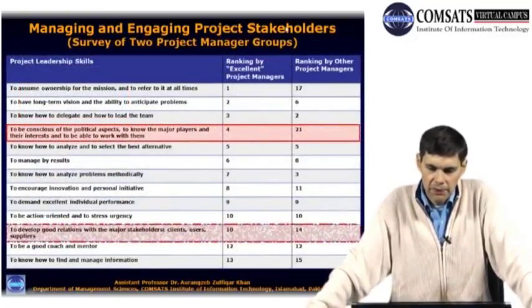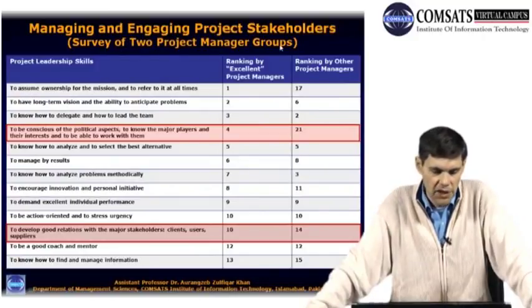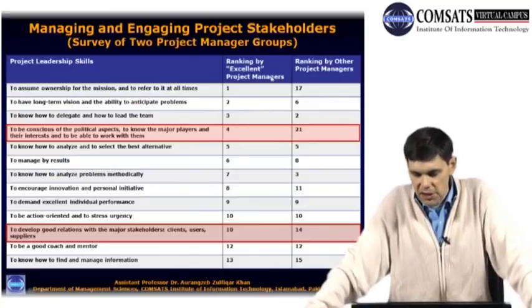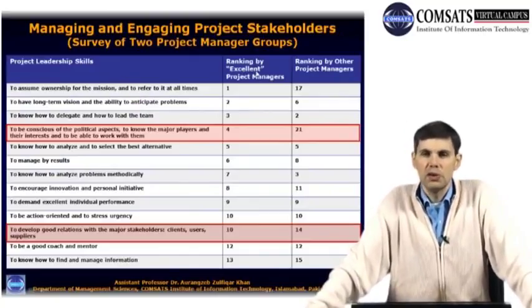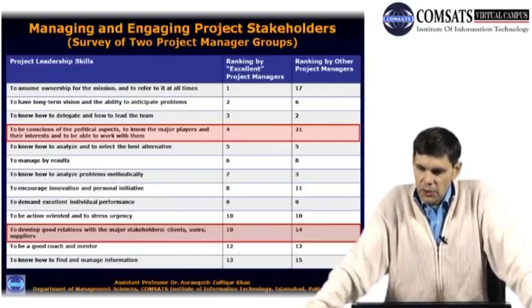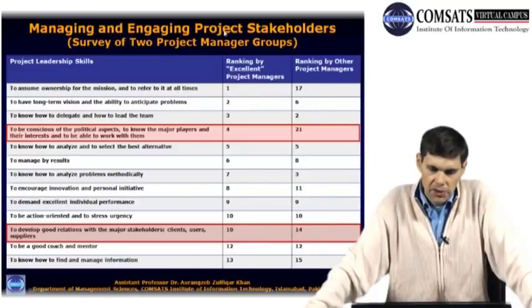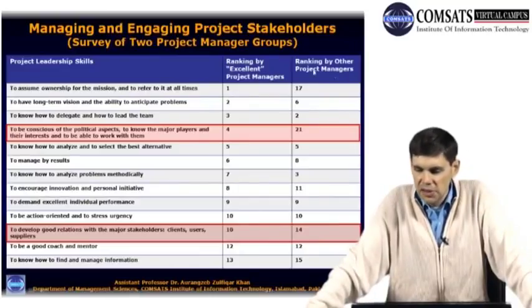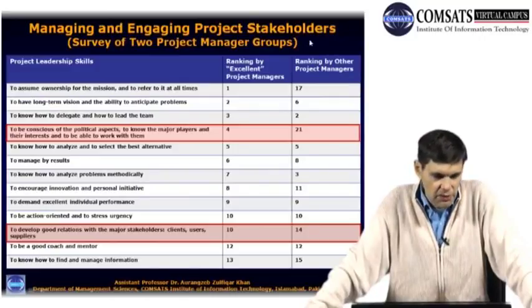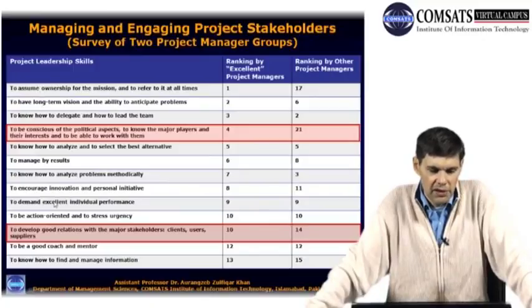Another survey over here, a survey which was conducted of 2 project manager groups. I've taken this out from an Australian book. Well, a survey of 2 project manager groups, the so-called excellent project managers. Excellent project managers are those whose projects are almost always successful, and those ranking by other project managers whose projects are not always successful. So these are the very competent project managers, and these are the average project managers. Now, it was looked at what are the most important factors here for project success.